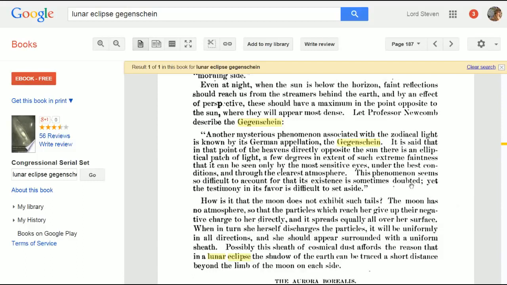Now, why do you think people would doubt that? Would doubt its existence? You know why, don't you? Because you cannot have a lunar eclipse in a heliocentric model. That's why they doubt its existence. Yet, the testimony in its favor is difficult to set aside.